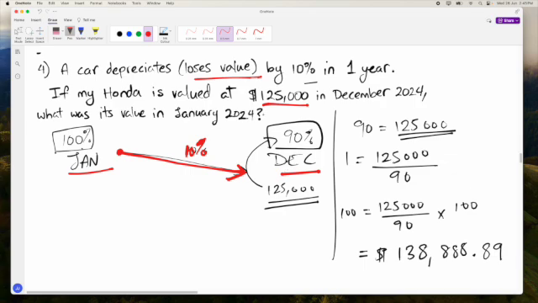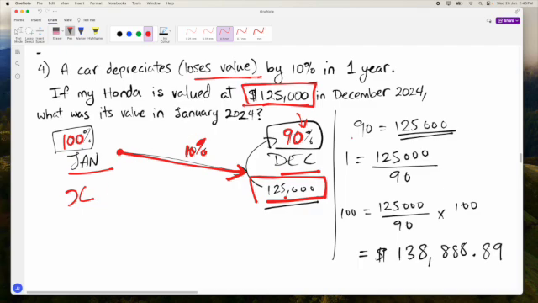So that means that we could consider January to be the 100%. And so when it loses value, in December it would be at 90% of the original. And so we can see here that this is the price in December for the car. And so this price would actually represent the 90%. The 100% is what we want to find, which is the price of the car in January.